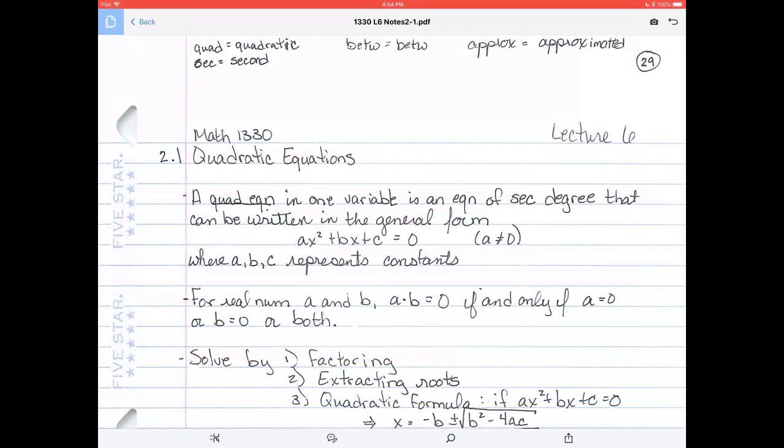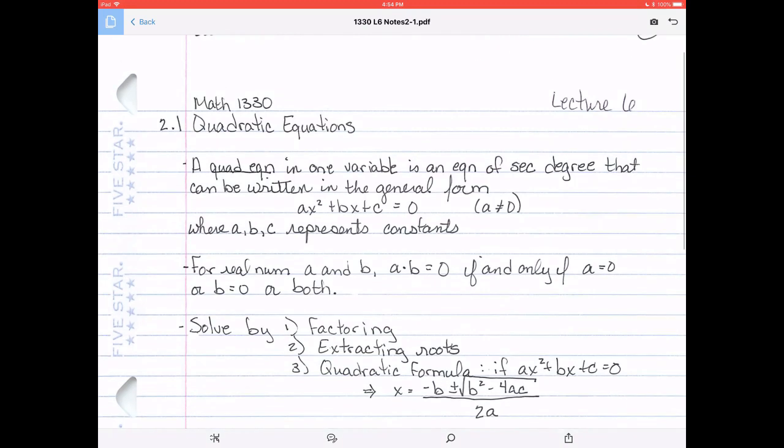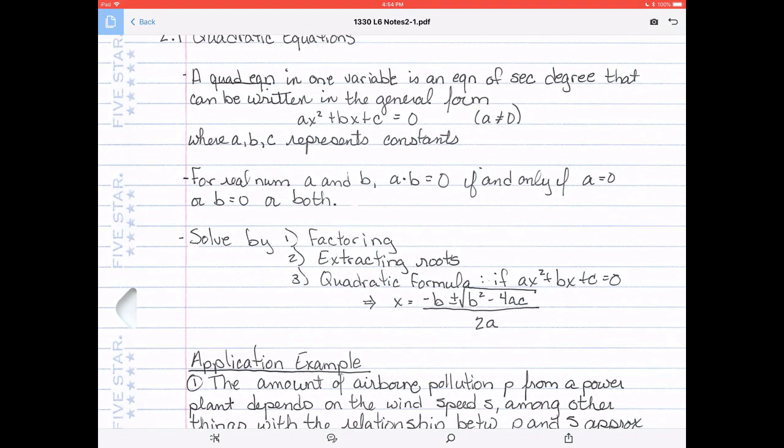All right, this is 1330 lecture over 2.1 over quadratics. A quadratic is a function of the form ax squared plus bx plus c, and it can be solved by three methods: factoring, extracting roots, or quadratic formula.